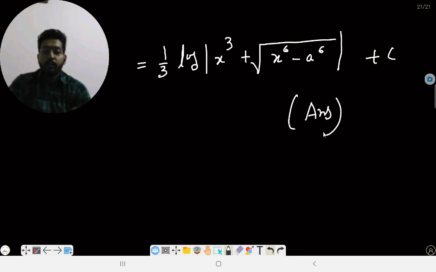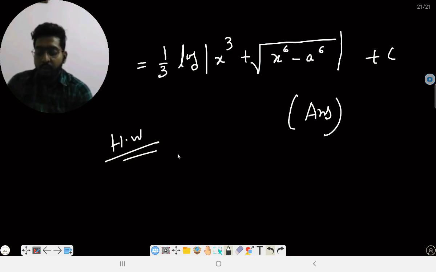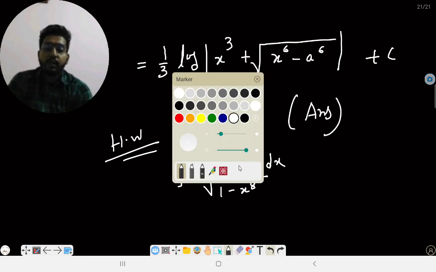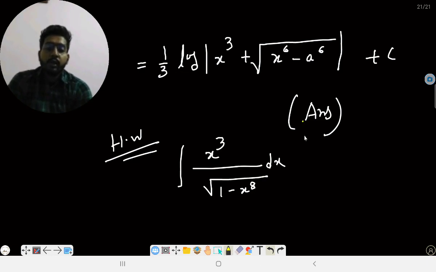Like this you have to solve it. In a similar way, I'm giving a homework, you try this one: integration of x cube by root over of 1 minus x to the power 8 dx. Same way you can do that one. I'm just giving a hint here: x to the power 8 can be written as x power 4 whole square. Now same way you can do this one.